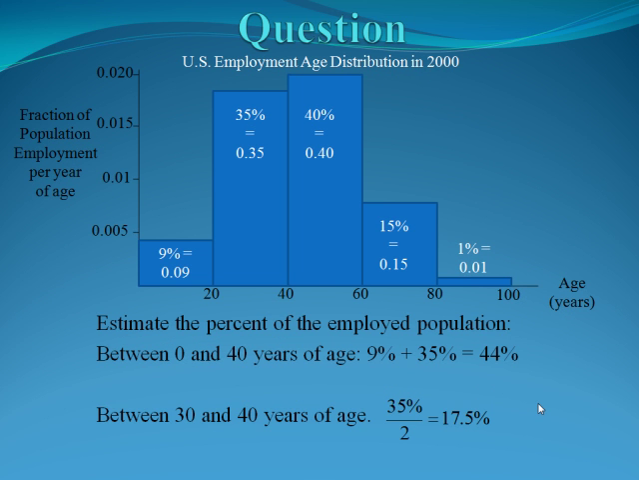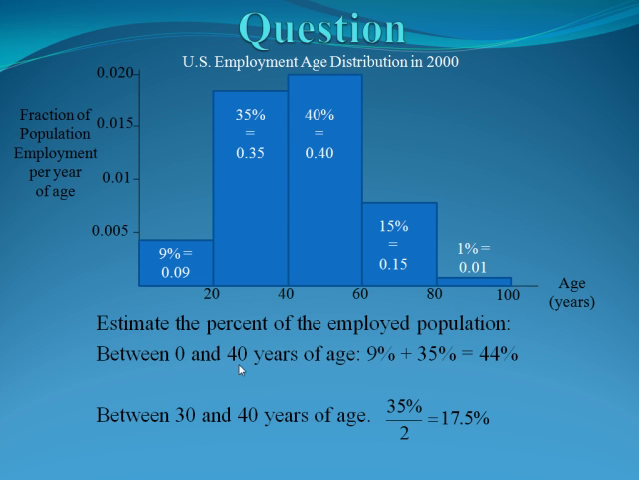Okay, so if we want to estimate the percent of employed population between 0 and 40 years of age, how would we do that? Well, from 0 to 40, we have this 9%, which represents 0 to 20, and then from 20 to 40, we have this 35%. So we would add those together to get the total population employed between 0 and 40 years of age. So 9% plus 35% gives us a total of 44% of the population between the ages of 0 and 40.